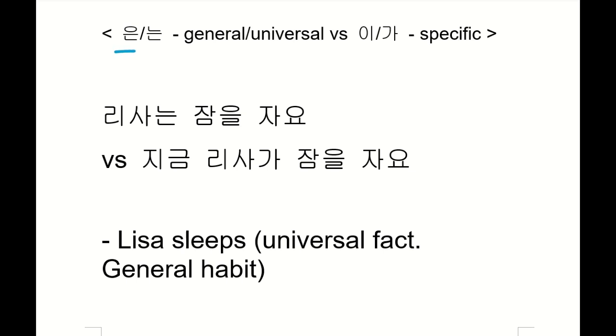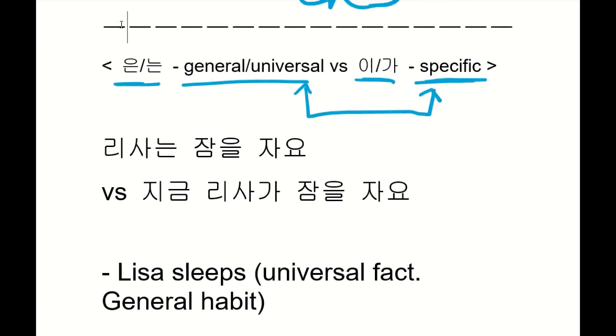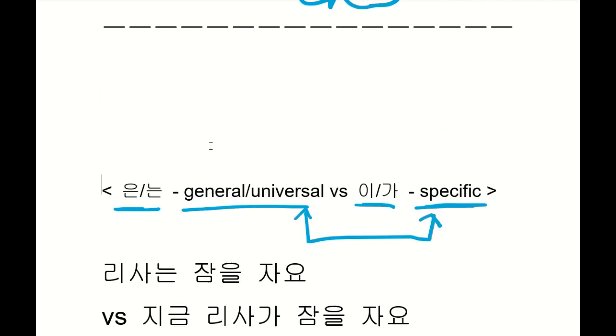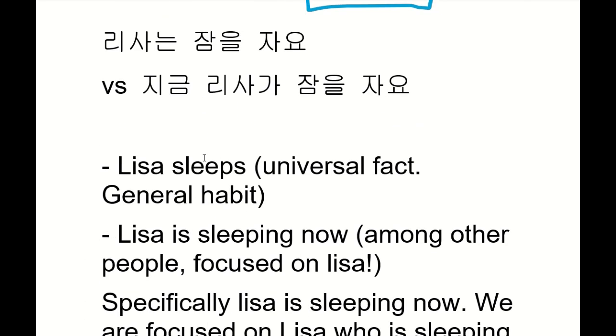Okay. The other context would be 은는. It's when it's about general and universal information, and 이가 when it's about specific information. Okay. Let me give you some examples. Let me move it down here to explain better.